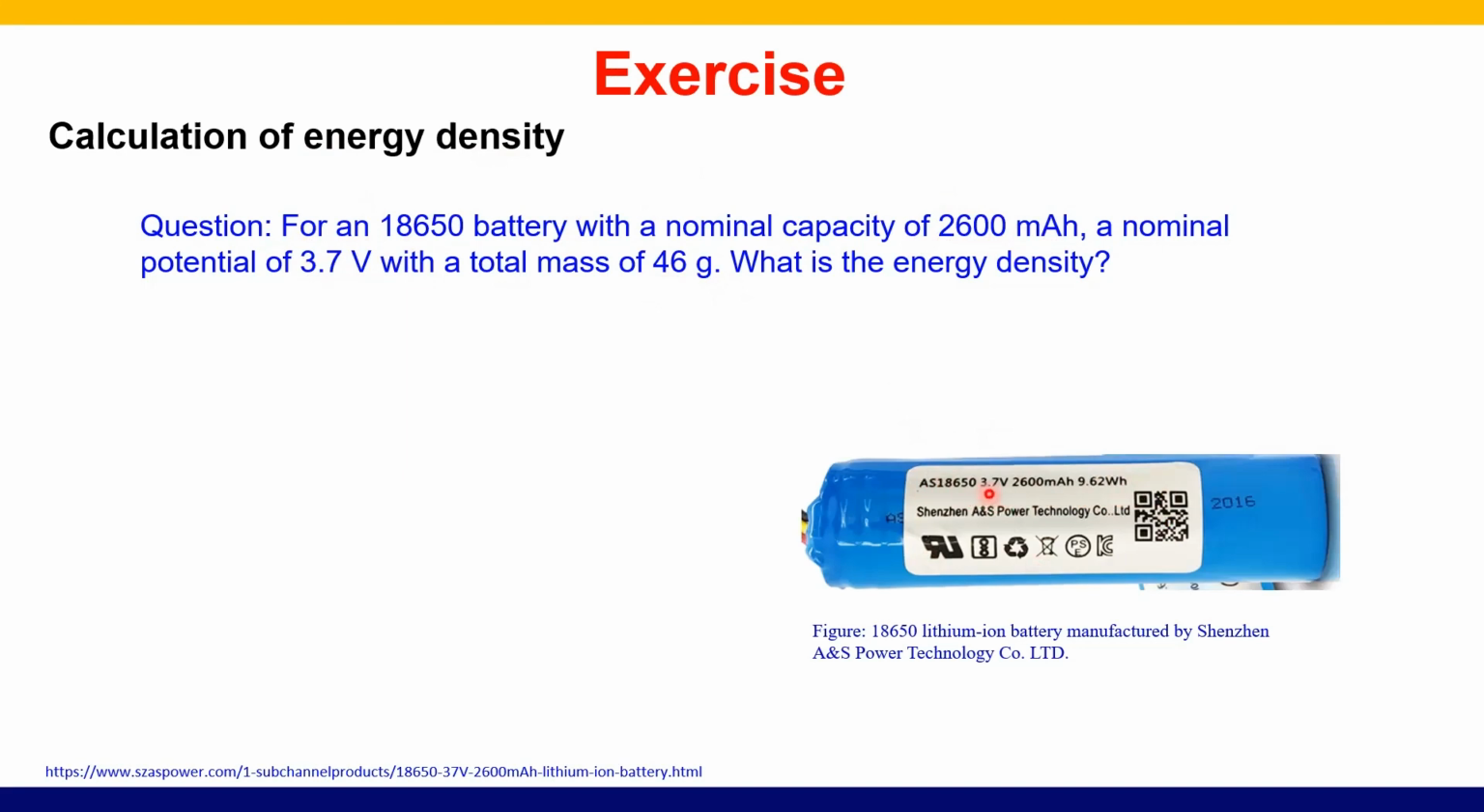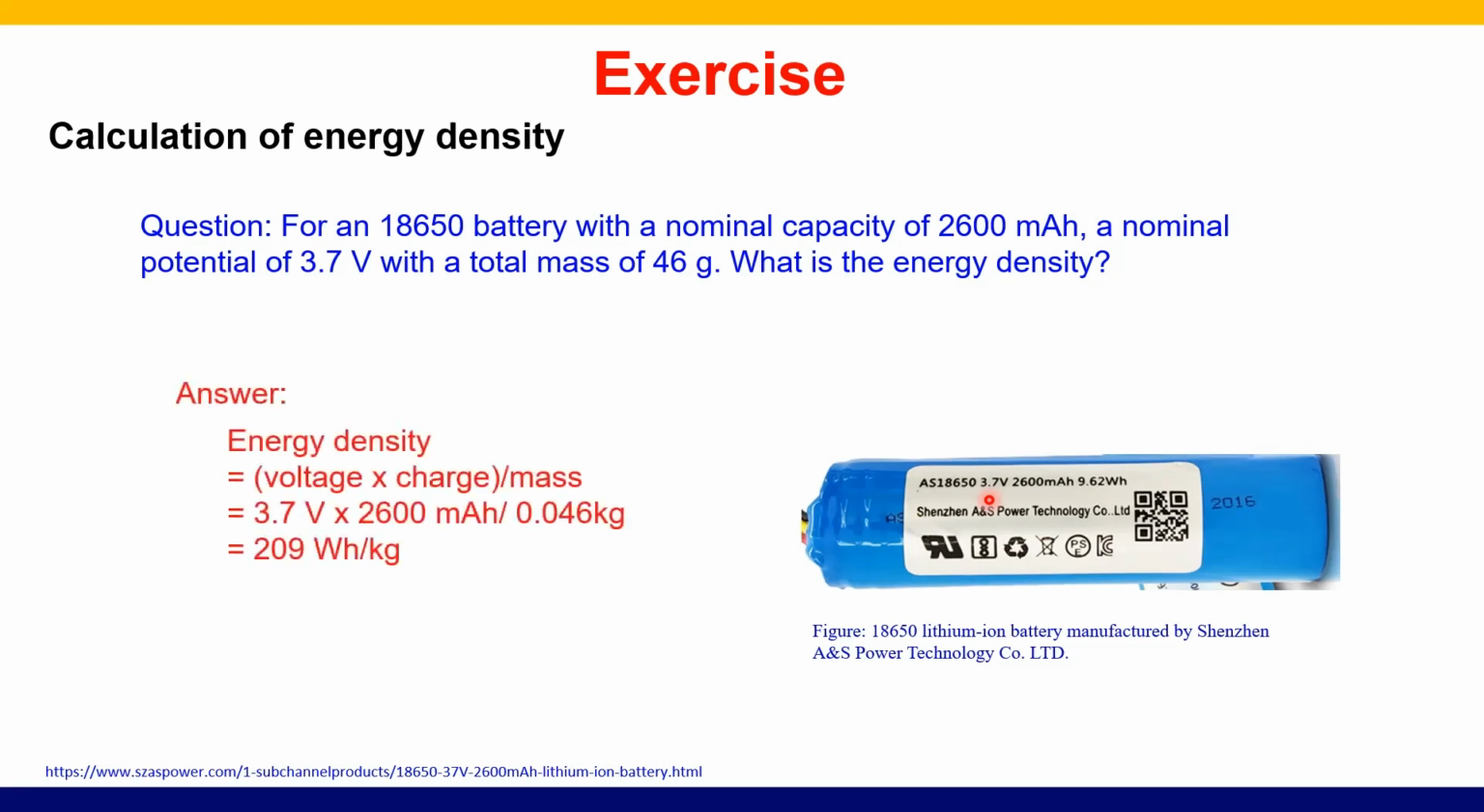For example, if a battery has a nominal voltage of 3.7 volts, the actual voltage is somewhere in between 2.8 volts to 4.2 volts. This is the typical lithium-ion battery with lithium cobalt oxide as the cathode and graphite as the anode, which is the first commercialized lithium-ion battery developed by Sony company in 1991. So the answer will be, according to the definition of energy density, the voltage times capacity divided by mass. As we plug in all the numbers, we will get the value.